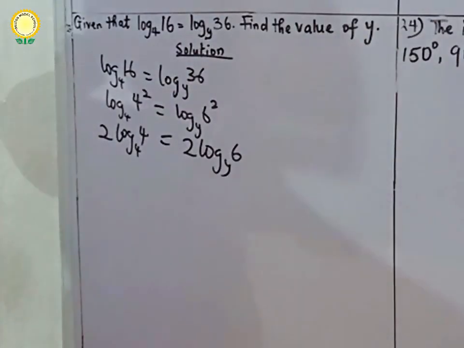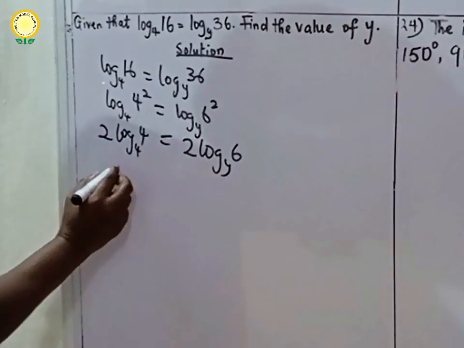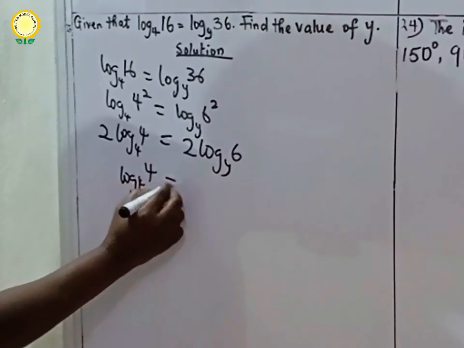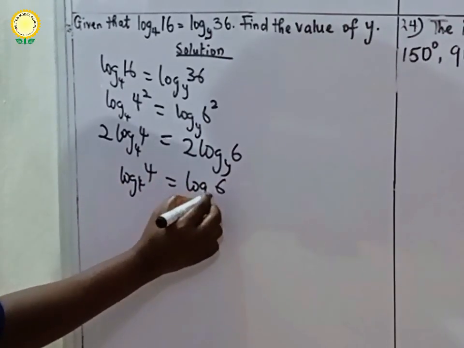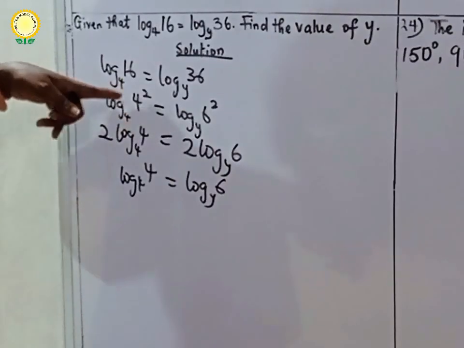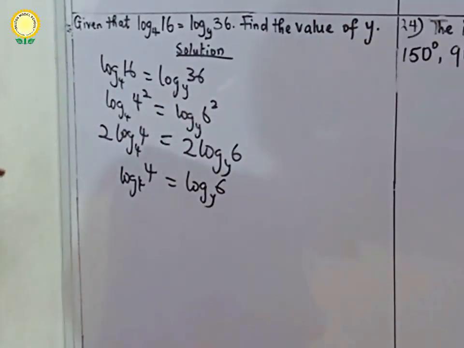Now the next thing is, if you observe, 2 is common to both sides. So I just knock the 2 off. I have log 4 to base 4 equals log 6 to base y. I divided both sides by 2. So you can see it was a wise decision for me to change it to power form.